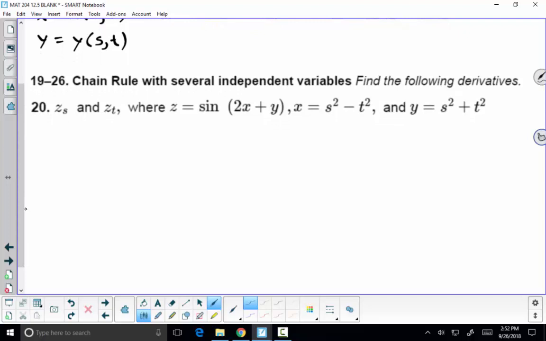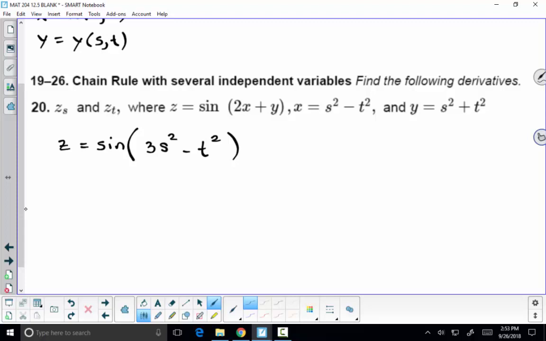So here is our function, z equals sine of 2x plus y. So x and y are going to get plugged in here so that we have s's and t's instead of x's and y's. So 2x plus y, we're going to have 2s squared plus 1s squared, that's 3s squared. And then minus 2t squared plus t squared is minus t squared. So there it is substituted first.